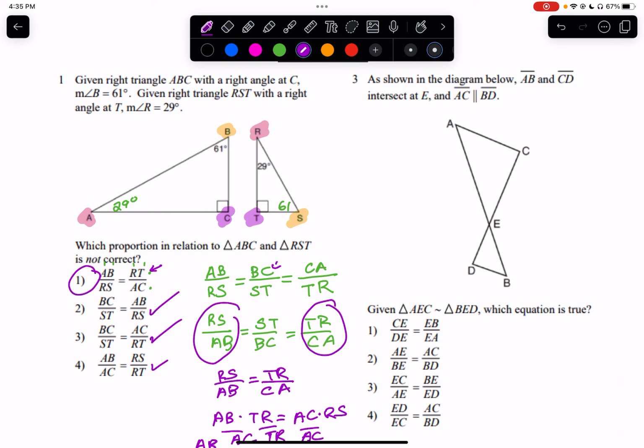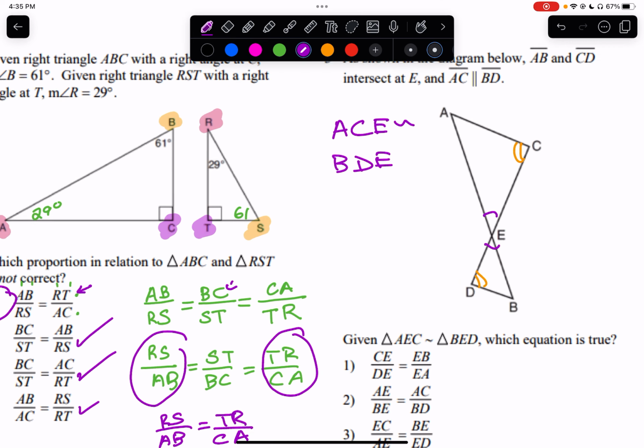Okay, so now this is another one about proportions. They didn't give you any angles labeled, so you have to go through and say that these are vertical angles, so these are going to be congruent. And then if you have parallel lines, you know that these two are congruent because they are alternate interior. So if I wanted to go through and write out my corresponding triangles, I know that ACE is similar to BDE.